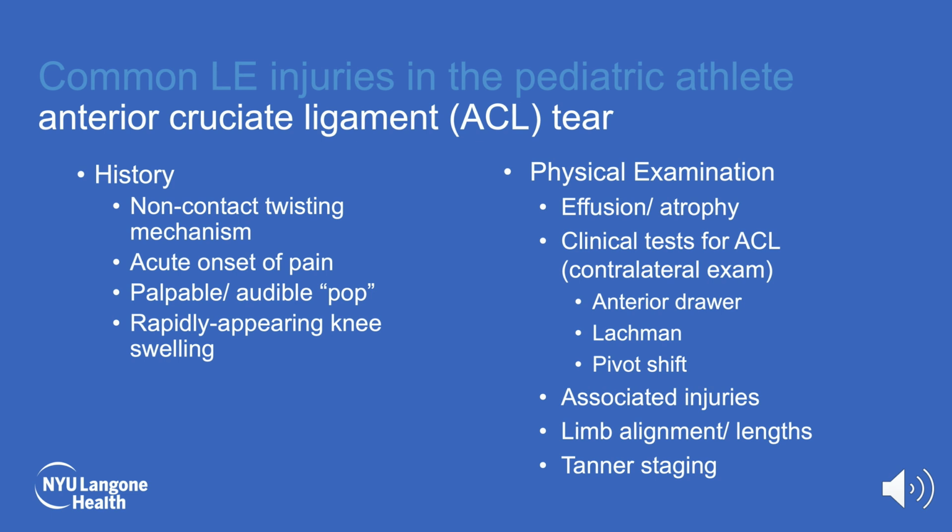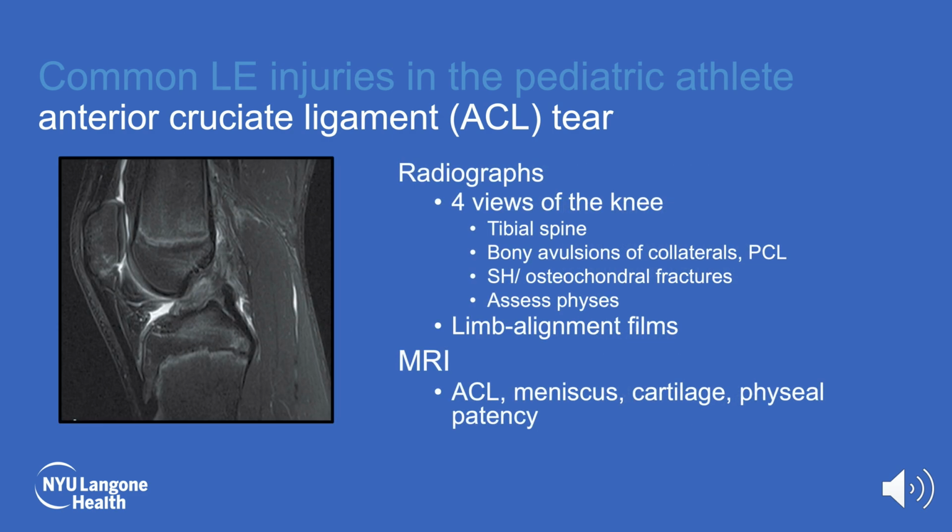In a kid, you're going to look at their limb alignment as well as length. And then you can do Tanner staging as well, and that will help you get a sense of where they are physiologically, how much growth is remaining, and this in turn will drive your treatment choice.